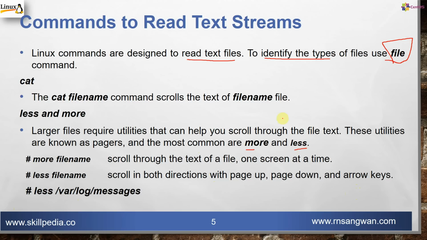These two are pagers. For example, you can type more followed by the file name, and scroll through the text file one screen at a time. The less command scrolls in both directions with page up, page down and arrow keys, like when reading log messages. Let's look at file, cat, more, less, these commands with examples.